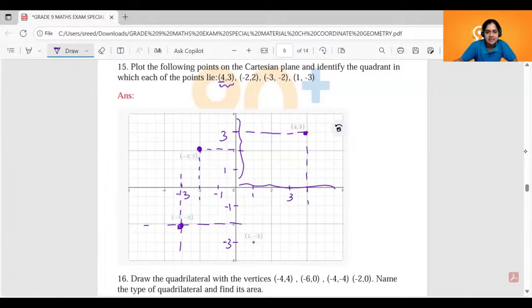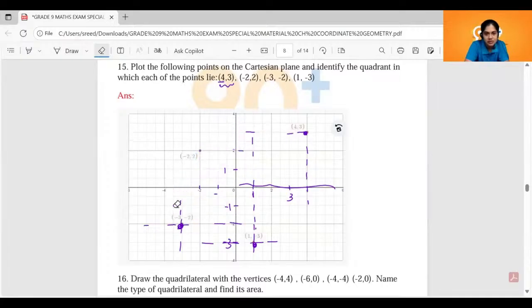Now 1, -3. 1 on the x-axis, correct? Drawing the perpendicular passing through 1, x is equal to 1, and -3 on y. This is the meeting point of those two. So 1, -3, definitely correct. The explanation is clear, right? I will just rub this and show you clearly. I have just explained it. Now it's clear. Now there is no confusion, right?